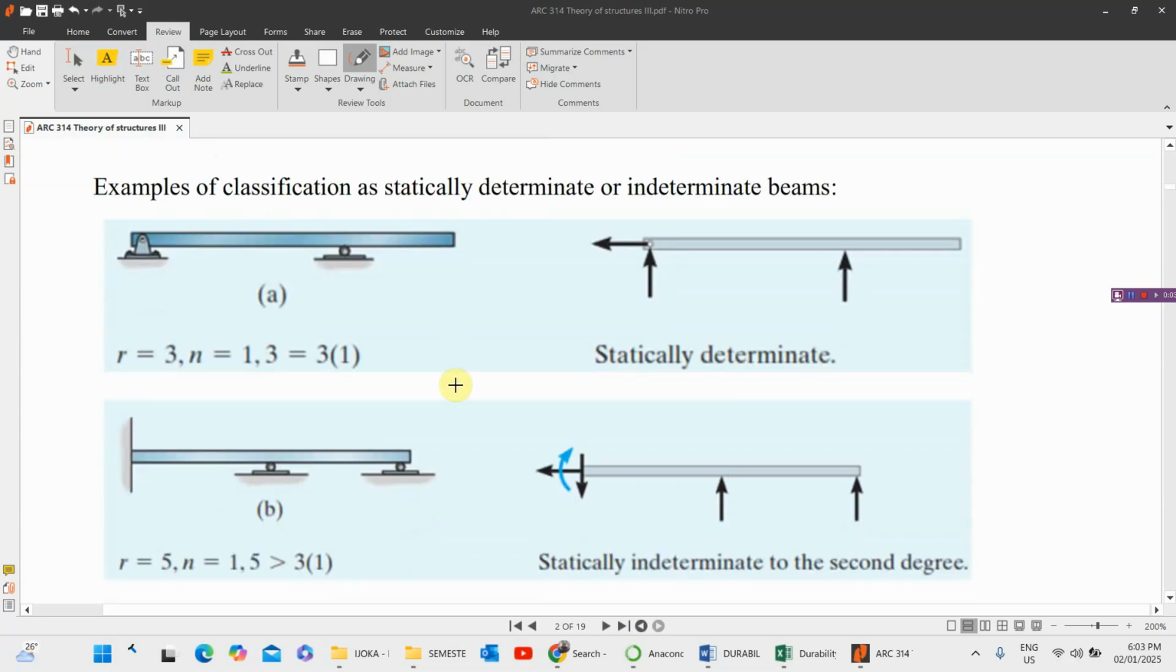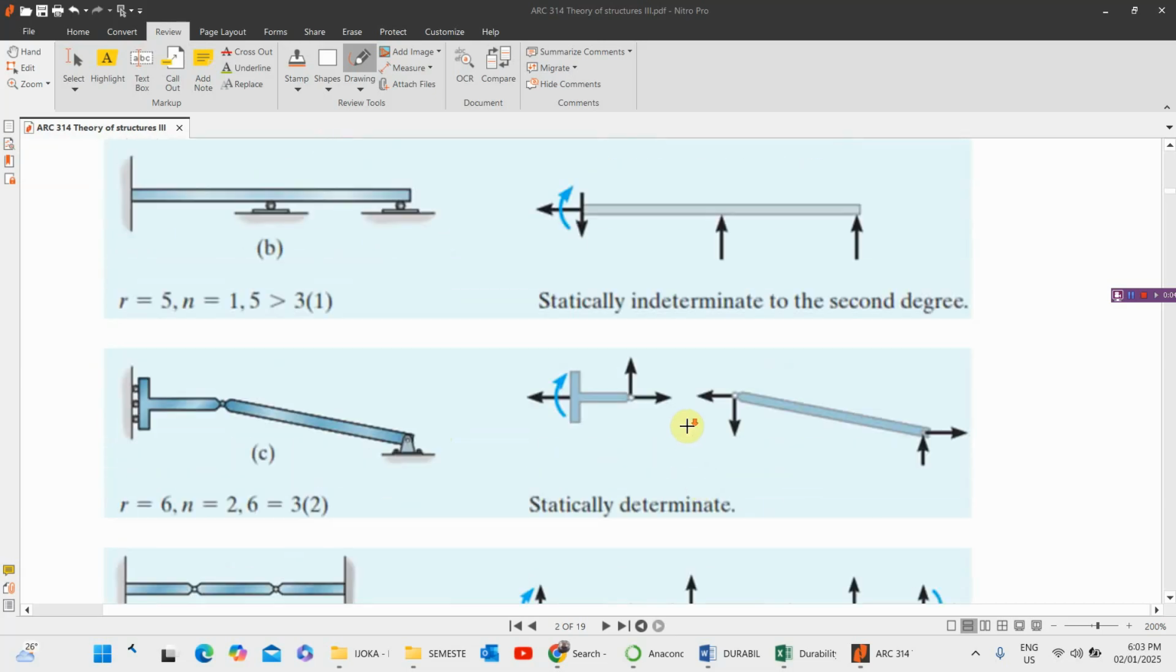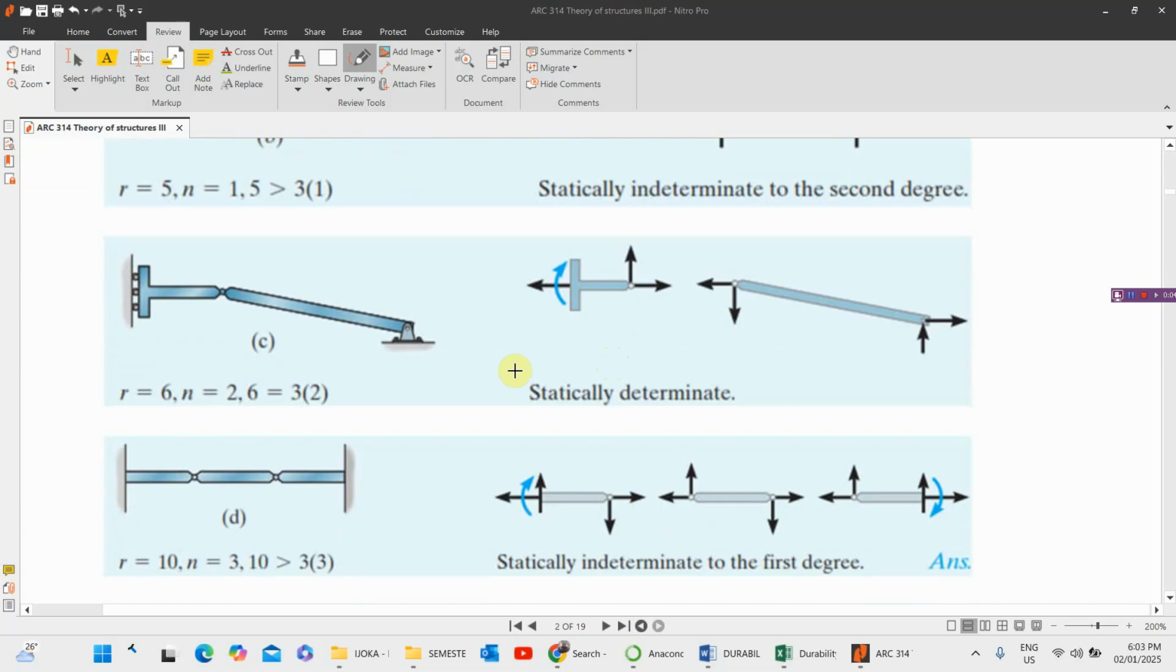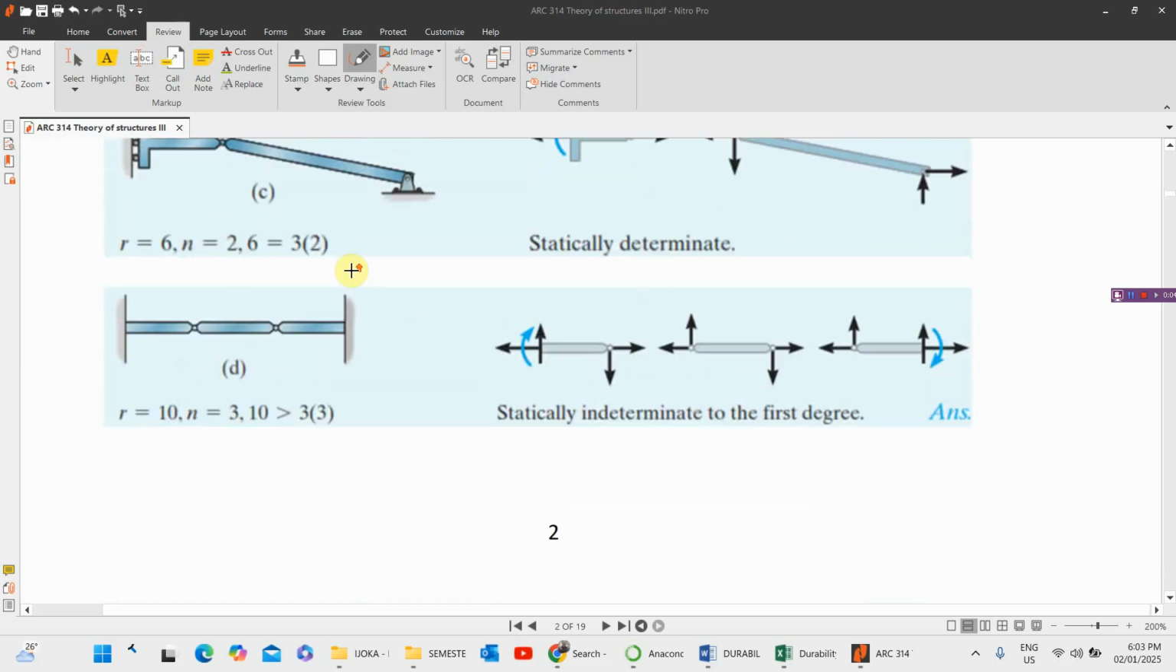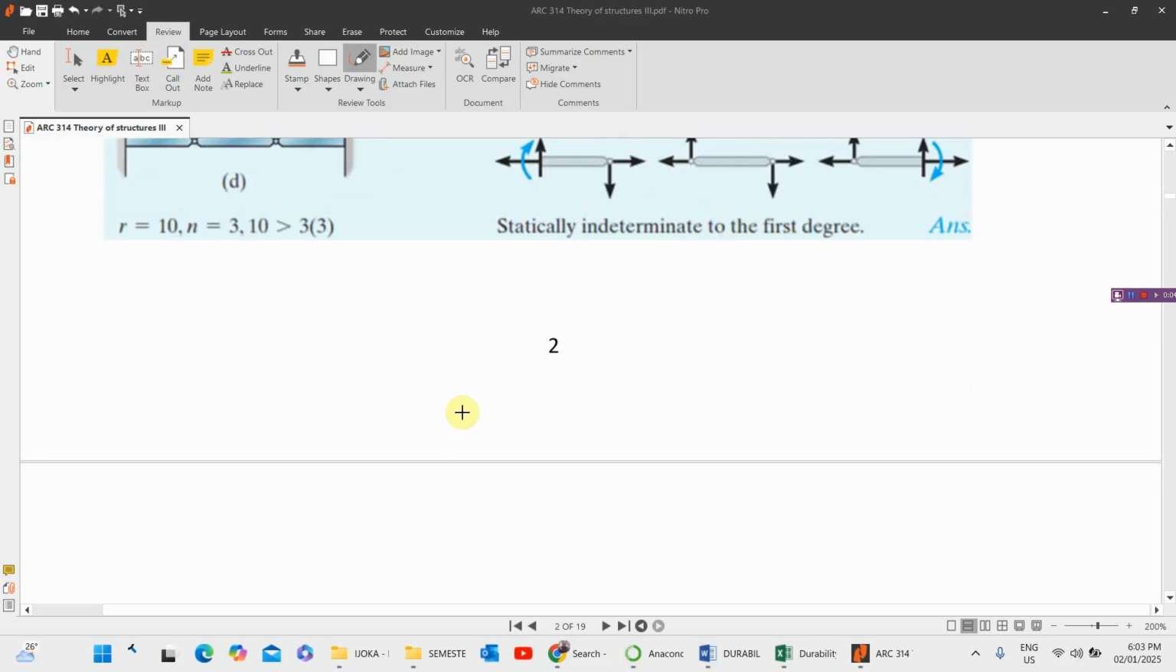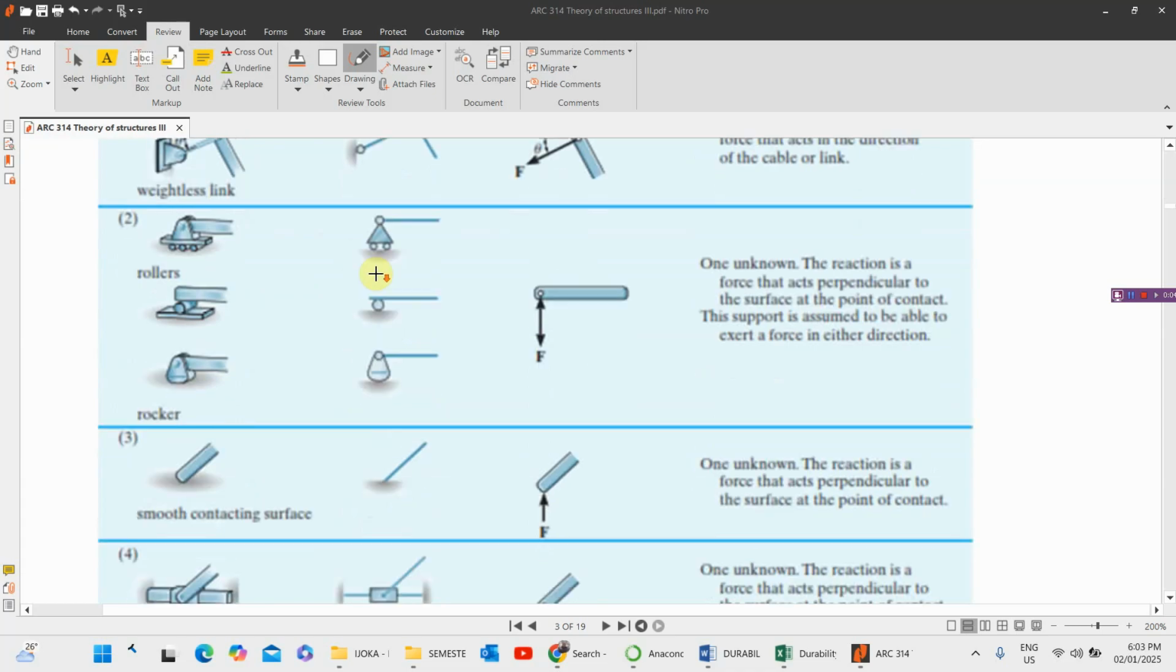And now this brings to mind, so what degree? How do we know the degree? All we need to do is take the r we have here and minus 3n. What do we have? 5 minus 3, that's 2. So it is indeterminate to the second degree. We have done that before. This is just a refreshment, to refresh our memory on what we have done before. So you can look at this, and then you can do the calculation and come up with your result.